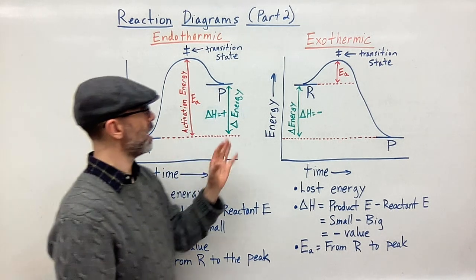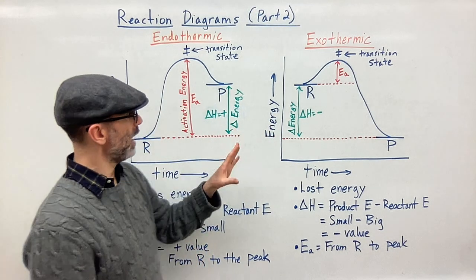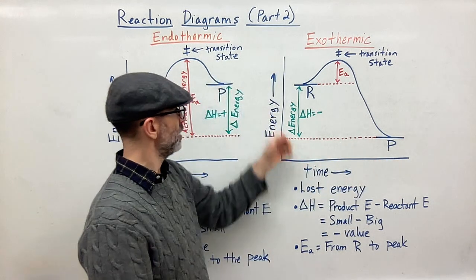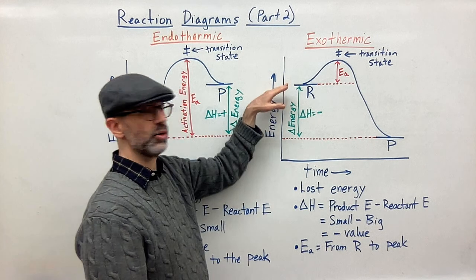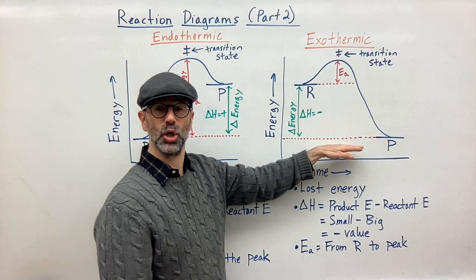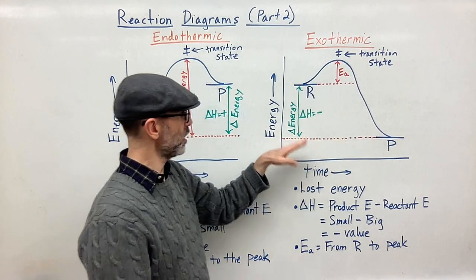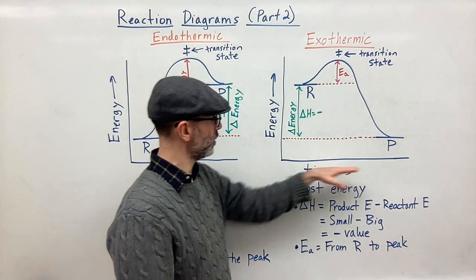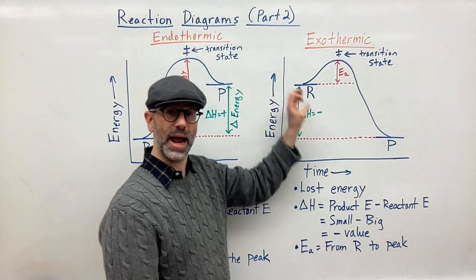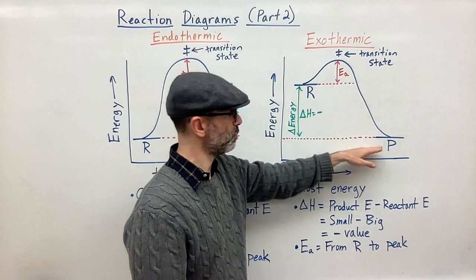Okay, let's talk about exothermic. Exothermic is the opposite. So for exothermic, again, we have our reaction diagram here. In the reaction diagram, we're starting with high energy reactants and we're ending with lower energy products. So here, the reaction time is going this way, right? So we start the reaction with reactants, and over time, the reactants are converted into products.